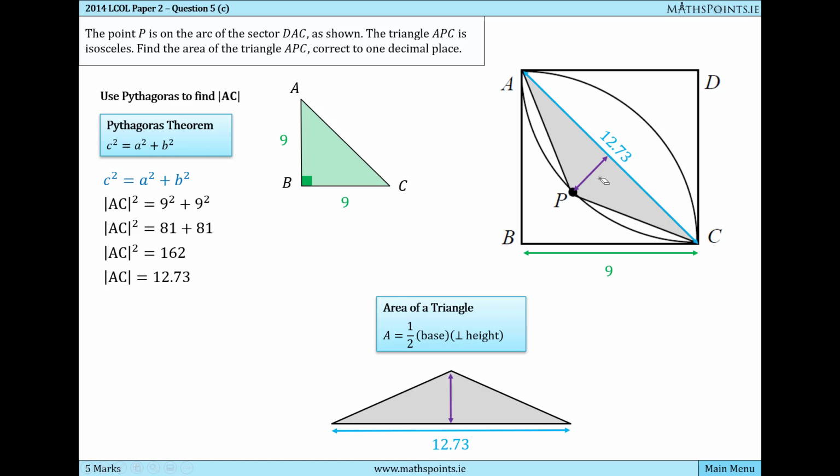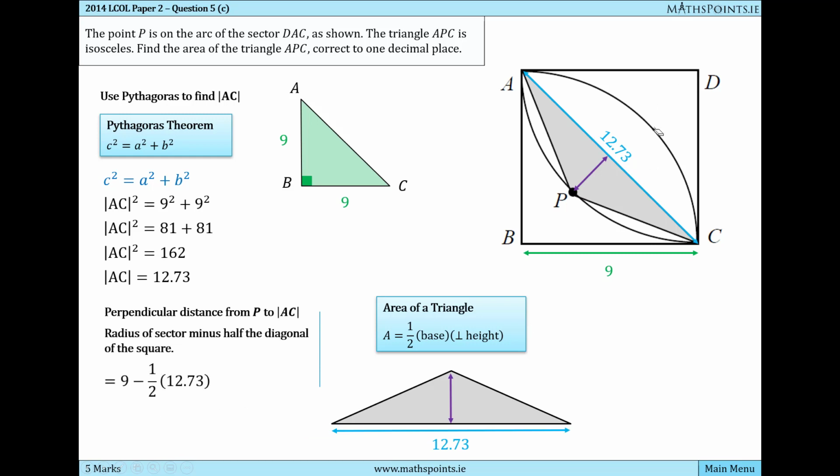So to find the perpendicular height of the triangle, the distance from P to the line AC, we can see that that's going to be the radius of the sector, D to P, which is 9, minus half the diagonal of a square, which is half of 12.73. And this gives us a perpendicular height of 2.64. So finally, the area of the triangle is going to be half the base by the height, which is equal to half of 12.73 times 2.64. So the area of the triangle is equal to 16.8 centimeters squared.